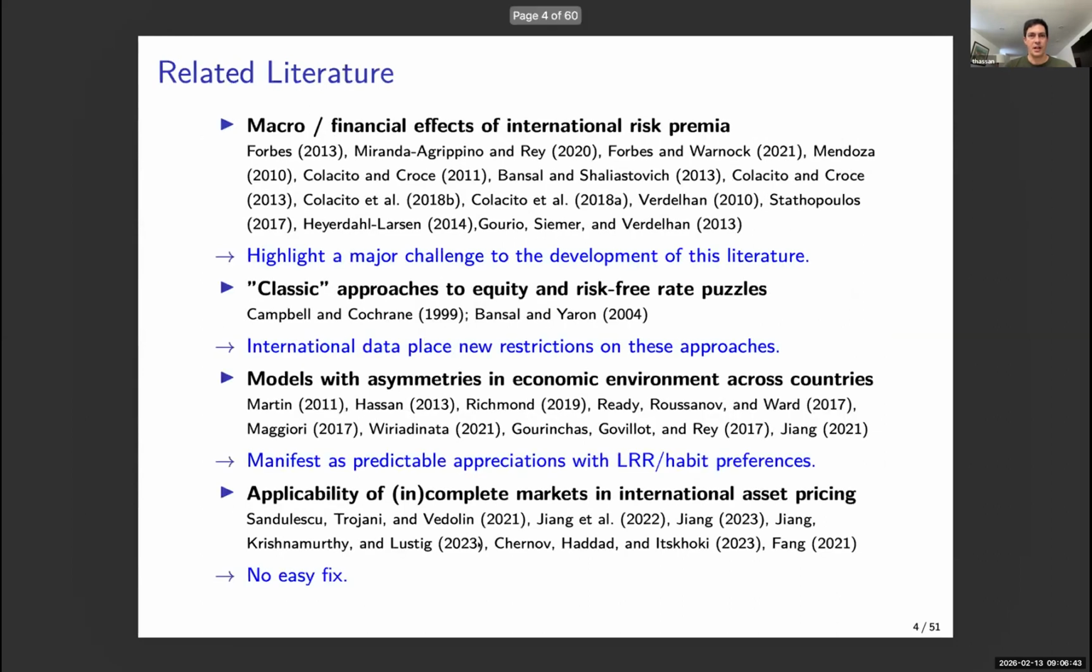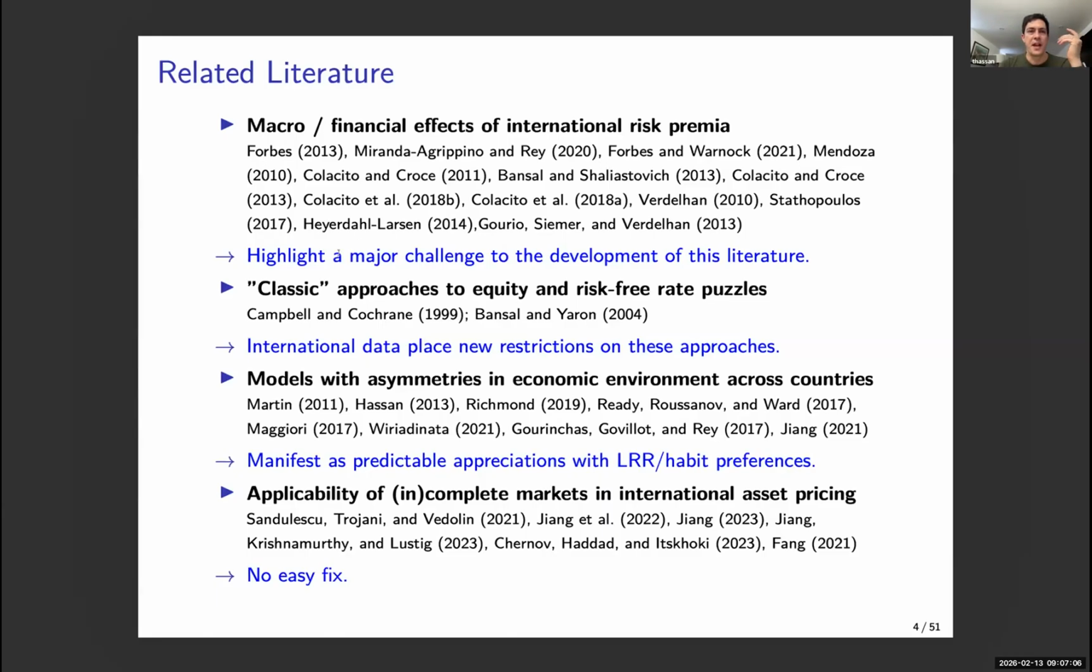Okay, so let me briefly relate this to what you already know. There's a giant literature on the macro and financial effects of international risk premia on things like sudden stops, the global financial cycle, interest rate differentials, violations of uncovered interest parity, and so forth.